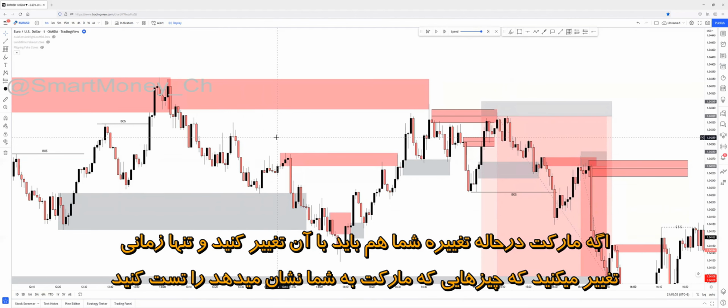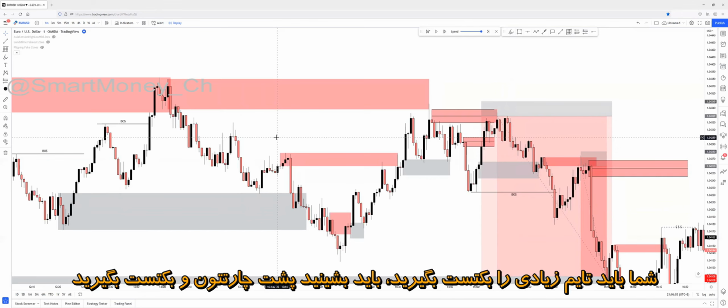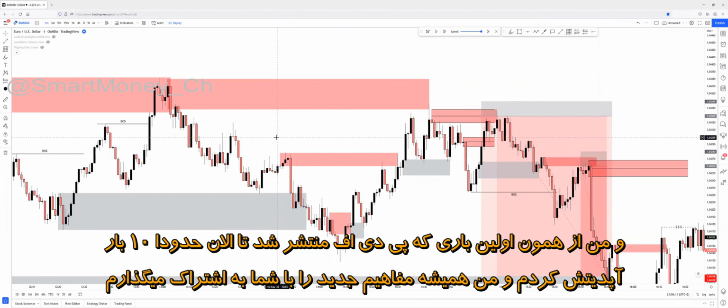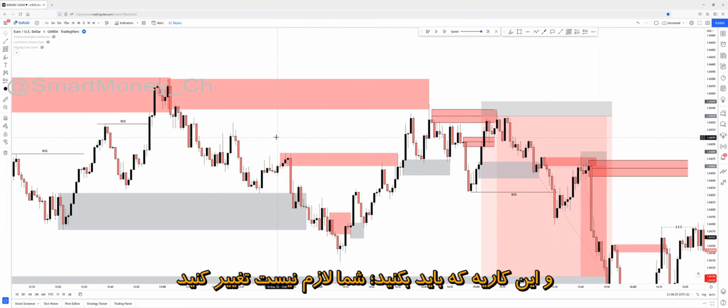And you can only adapt if you're testing the concepts that the market is showing you. If the market is showing you a new concept, you can test it. But it takes time. It takes some actual backtesting time. You have to sit in front of your charts and backtest. But don't worry, guys, you don't have to test new concepts. I'm testing them for you and always sharing them with you. From the first release of the PDF, which was 1 year ago, I've updated it like 10 times. We are learning, evolving, and adapting with the market. That's what it takes.